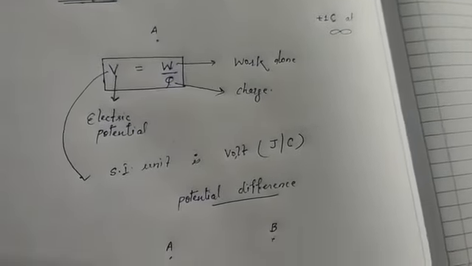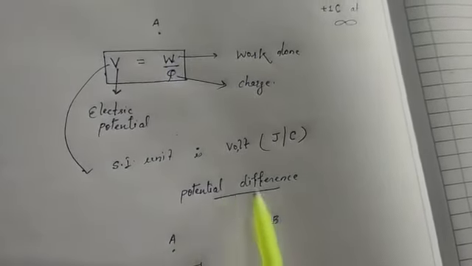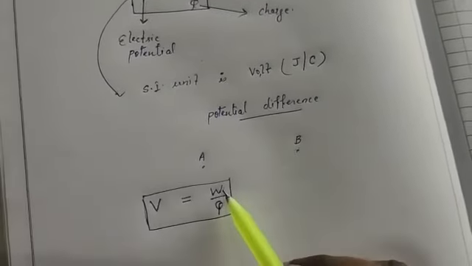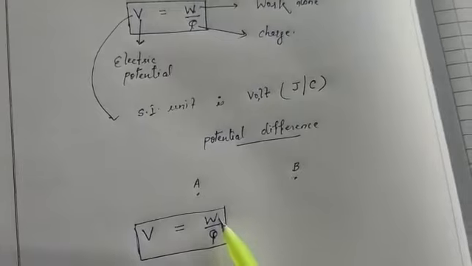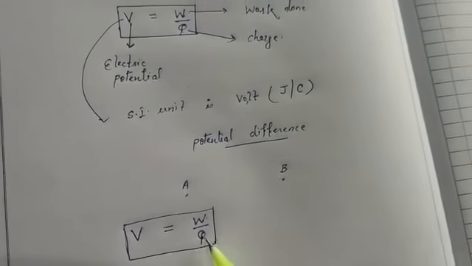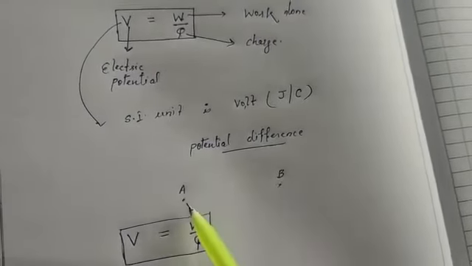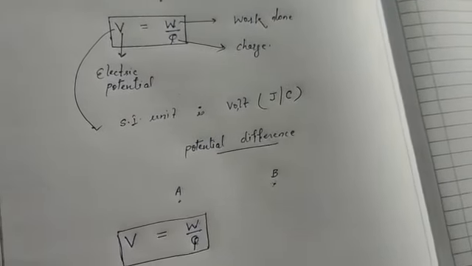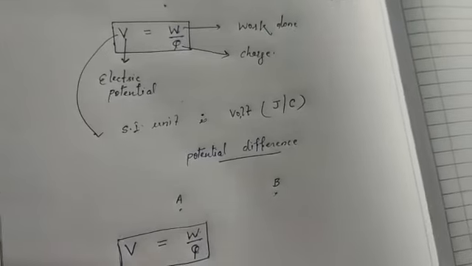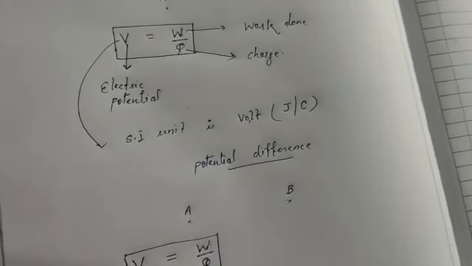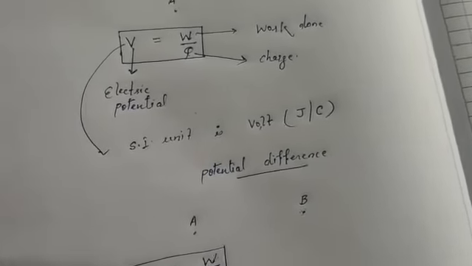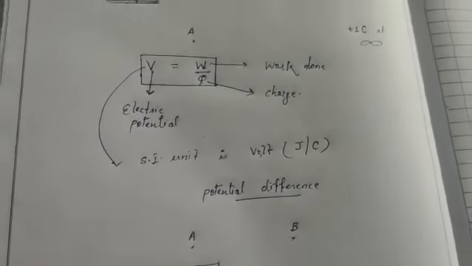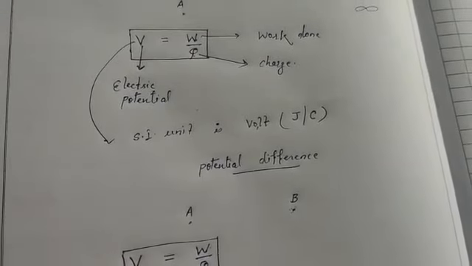Again I am going to repeat it. Potential difference between 2 points is the amount of work done in bringing a unit positive charge from one point to another point. So we can see that here V is equal to W by Q, and now we will study the numerical based on this concept.